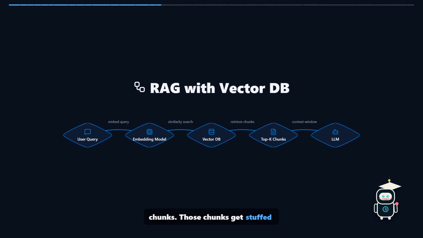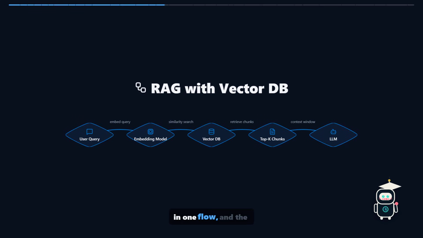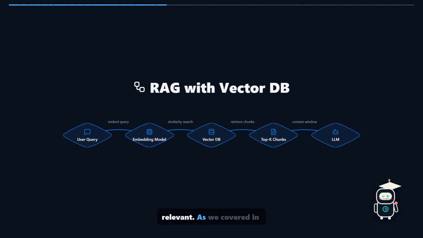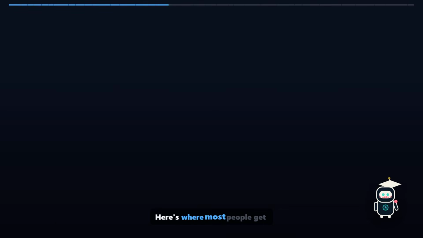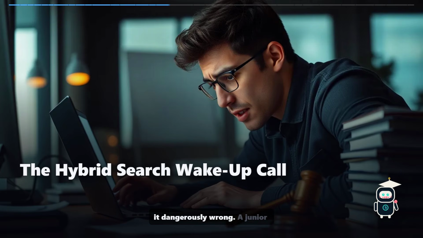Those chunks get stuffed into the LLM's context window, right next to the original prompt. The LLM then synthesizes an answer grounded in that retrieved knowledge. This is RAG in one flow, and the vector database is the middle that makes it fast and relevant. As we covered in Part 1 and 2, retrieval quality is everything, and the Vector DB is the engine that drives it.